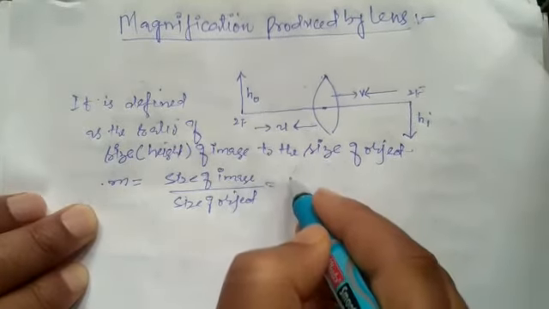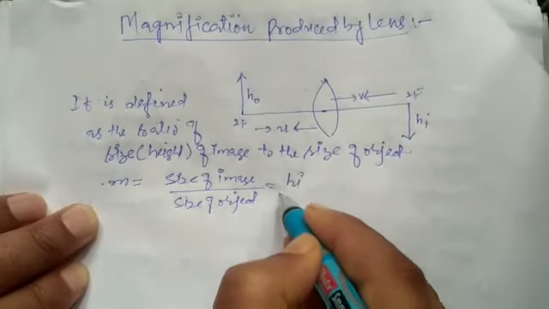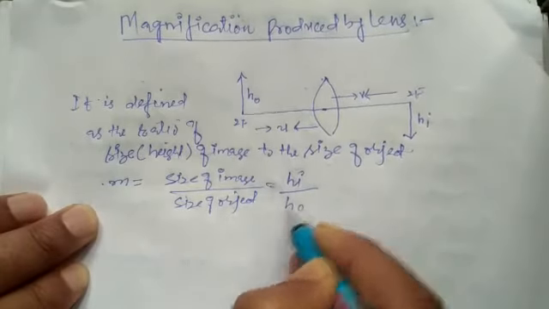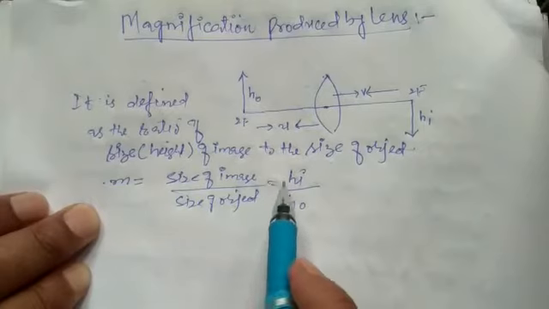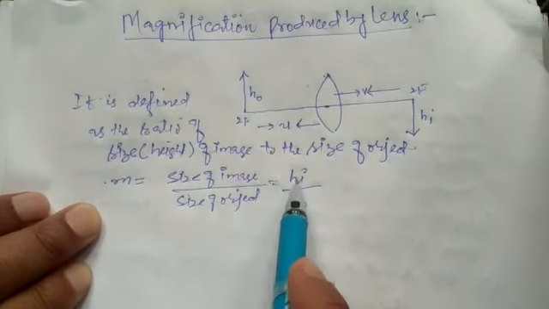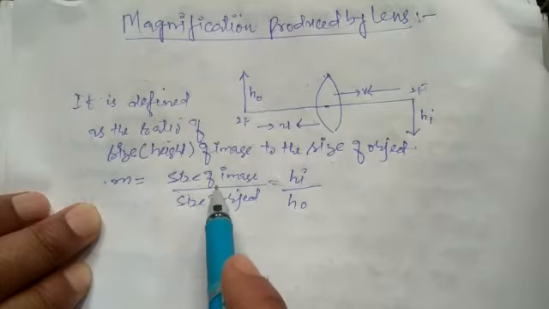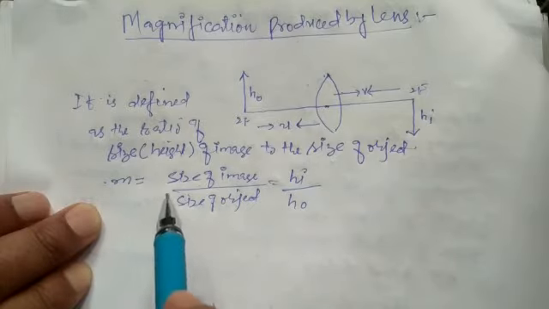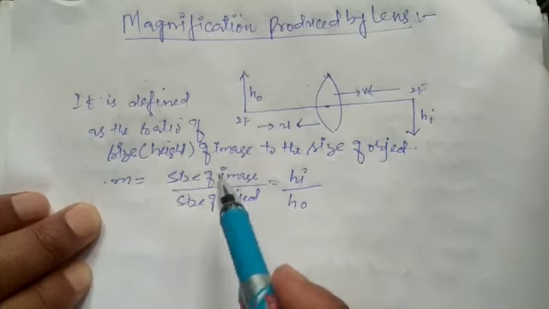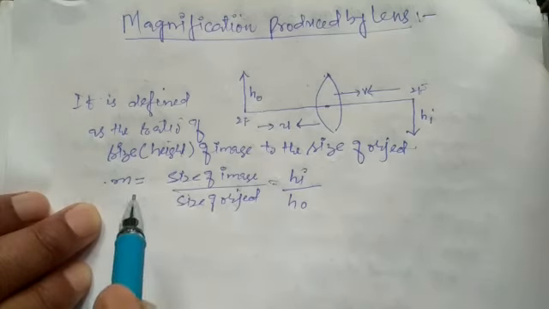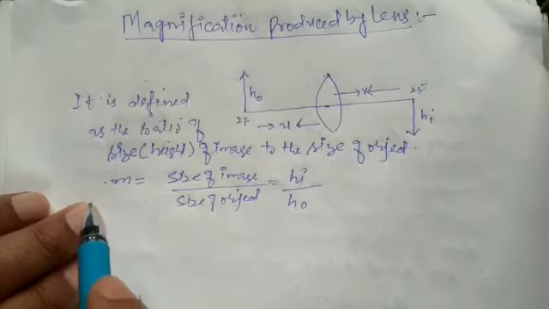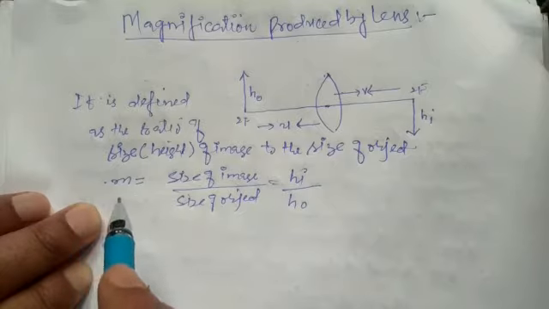Size of image, that is hi, and size of object, that is ho. So it is simply defined as the ratio between size of image to the size of object. This can be greater than 1, less than 1. It simply gives information whether the image is greater than object or smaller than object, as we have read already in the spherical mirrors.